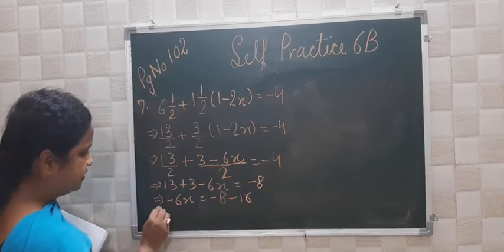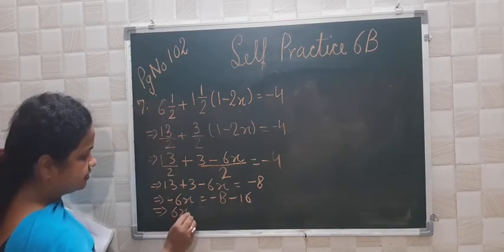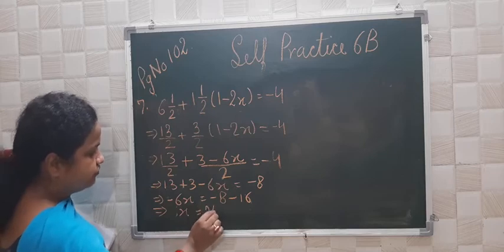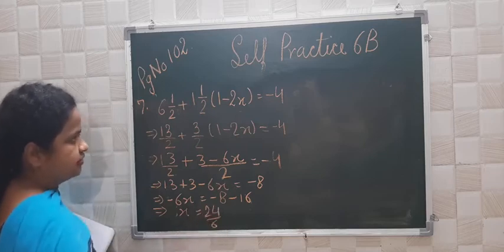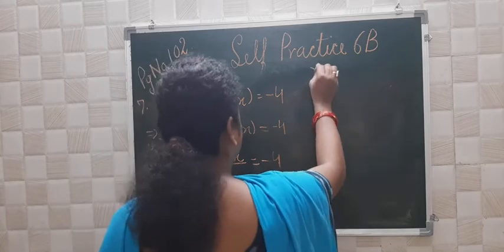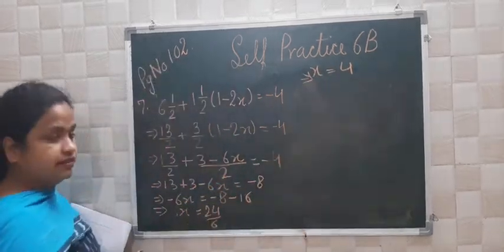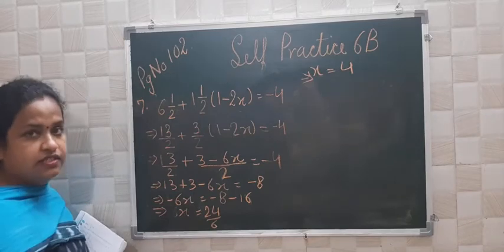So you will have it 6x, x is equal to 24 upon 6, where x is equal to 4. Correct?